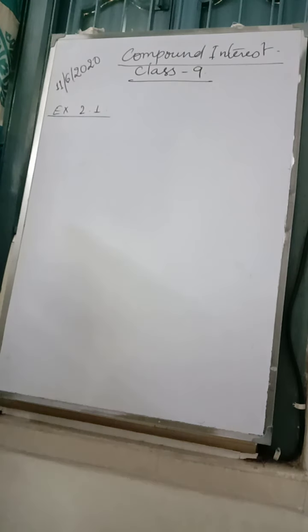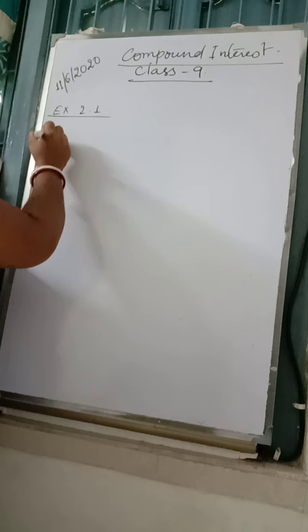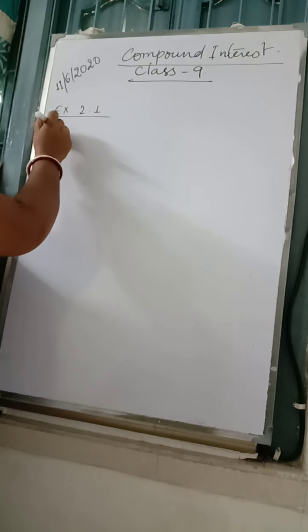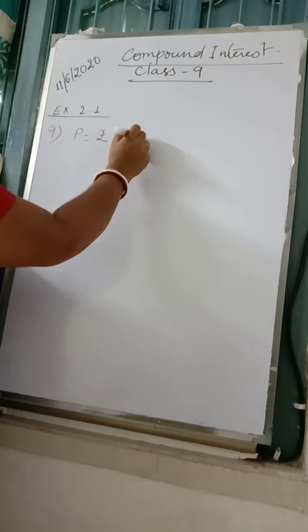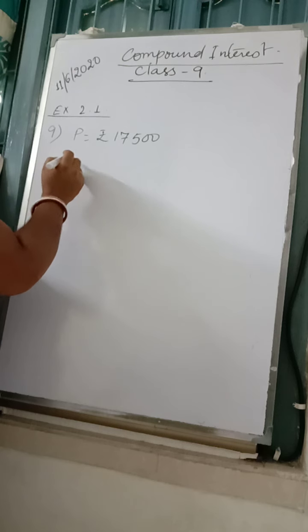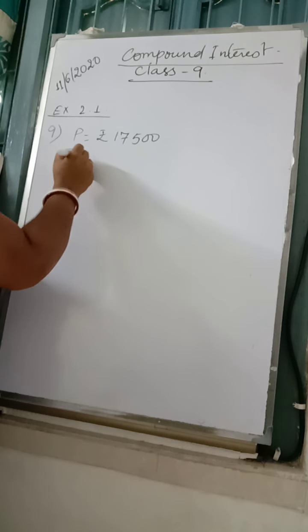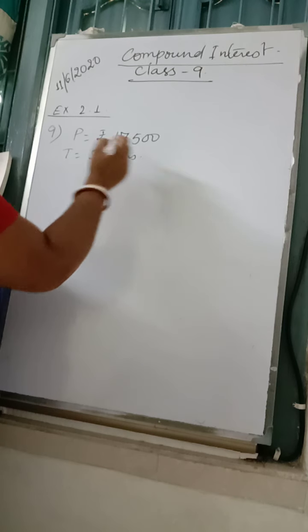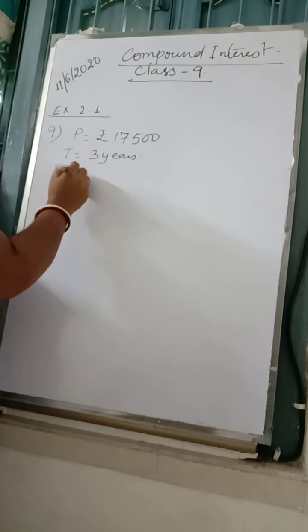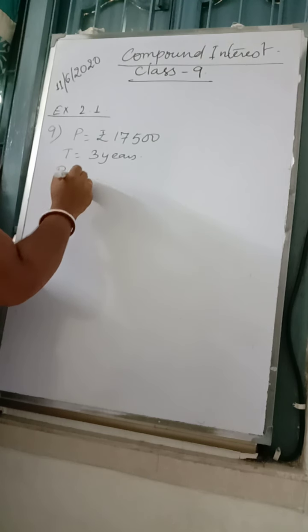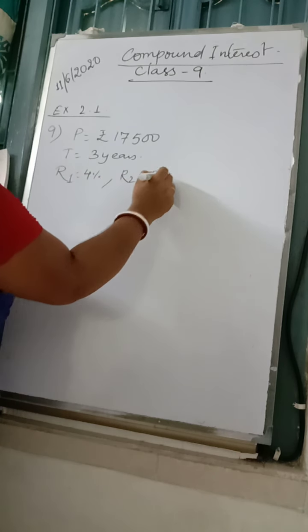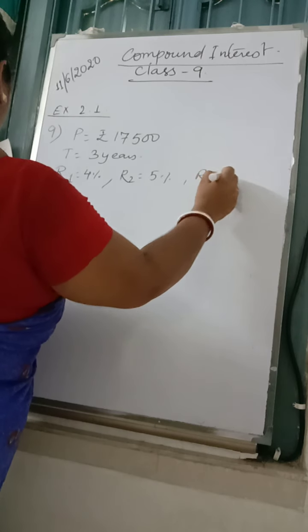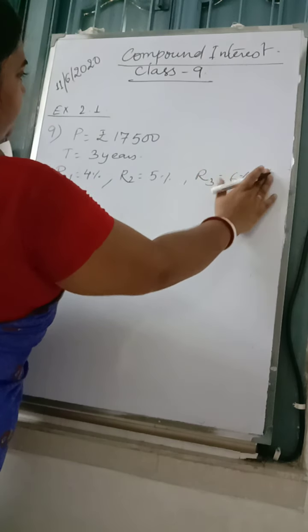The final calculation you have to do if you want to write it, or just revise the things. So you can see principal is rupees 17,500. This you don't need to write. This is just revision to clear your doubts. If you have time, 3 years. If you want, you can write it in the copy. Rate, R1 is equal to 4%, R2 is equal to 5%, and R3 is equal to 6% per annum.